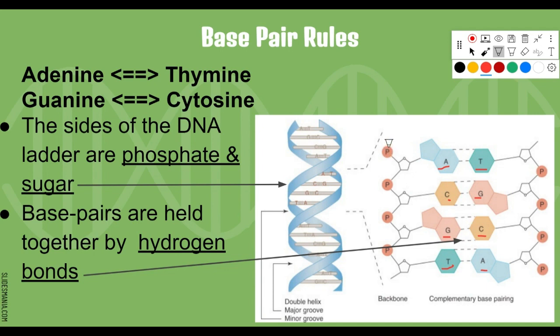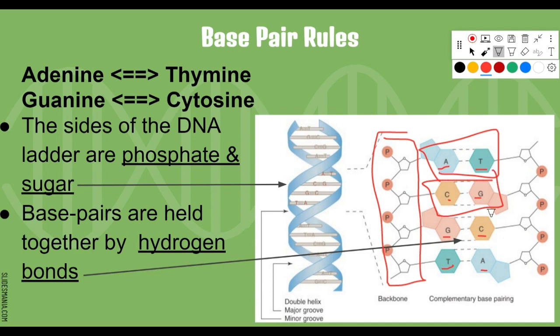And then here you see the sugar and the phosphate. Remember, this sugar looks like a little house with five sides, the pentose sugar. And then this P right here is a phosphate. So again, these are the sugar phosphate backbones, and these are the nitrogen base pairs, all of them.